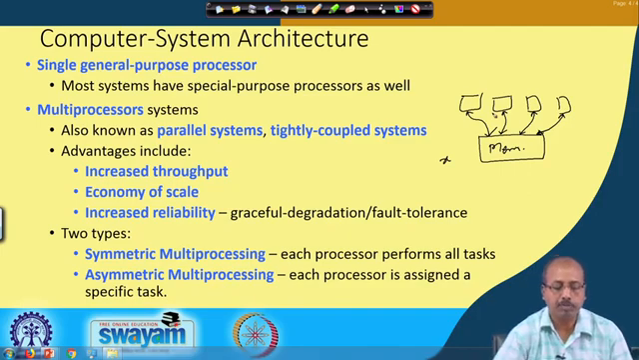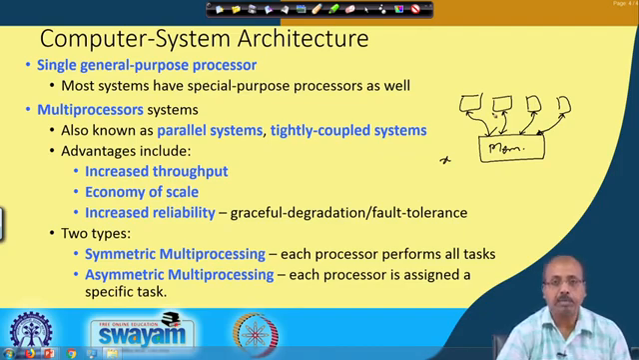There are two types of multiprocessors. One is symmetric multiprocessor, where each processor can perform all tasks. If I have to design a scheduler for this system, I do not have to think about which processor a particular task should be put into. So I have the flexibility there. But if it is asymmetric multiprocessing, then each processor may be of a different type. Maybe in my system there are 4 CPUs and 4 DSP processors. For signal processing jobs I would like to put them on the DSP processors, and for general computation I would like to put them on the CPUs.